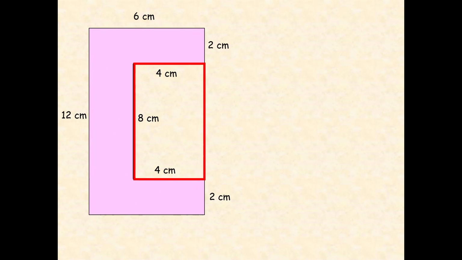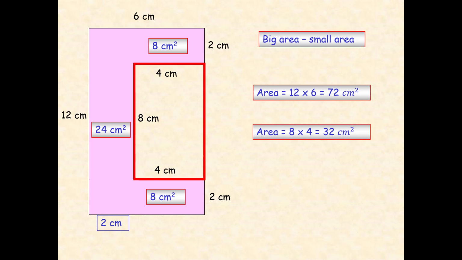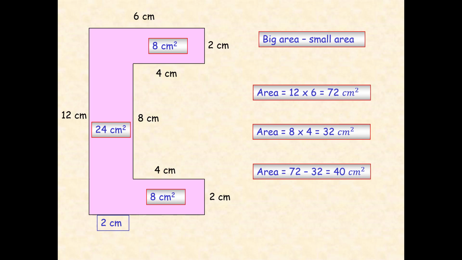Or we can work out the big rectangle, which is then the 12 times the 6, if you look closely. And that is 72 square centimeters. And then we work out the small area, which is 4 times 8, 32 square centimeters. And then we subtract the small area from the big area. And that will also give us 40 square centimeters.